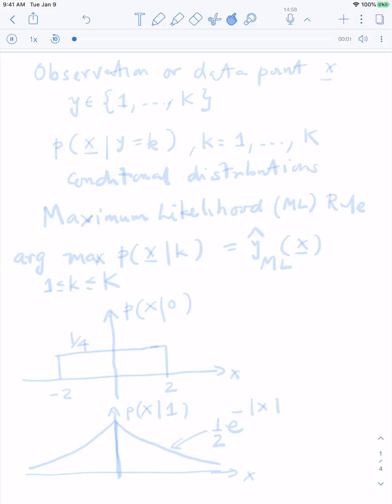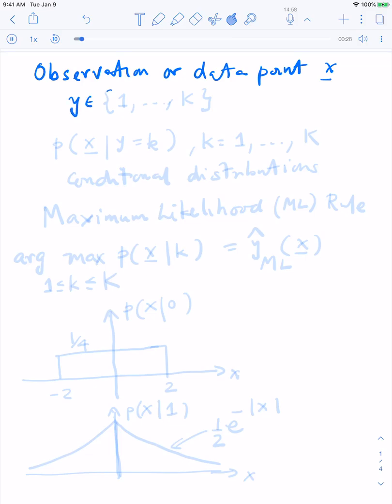So we're going to talk about model-based classification. Model-based classification is also called hypothesis testing. The framework for that is as follows. You have the observation or a data point, X. It can come from one of K classes.